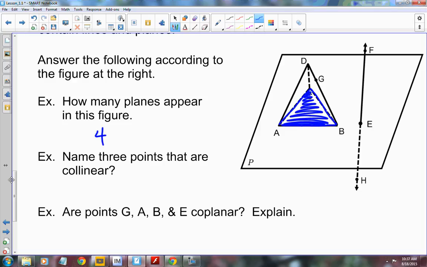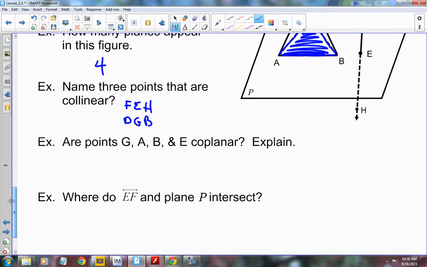Name 3 points that are collinear. What does it mean to be collinear? On the same line. So 3 points that are collinear: S, E, and H. Okay. Could I have another one there? D, G, and B. I could use that too, couldn't I? So either one, any of those would work.